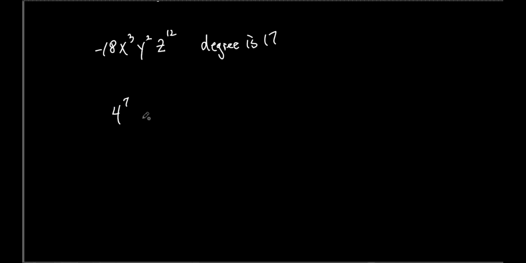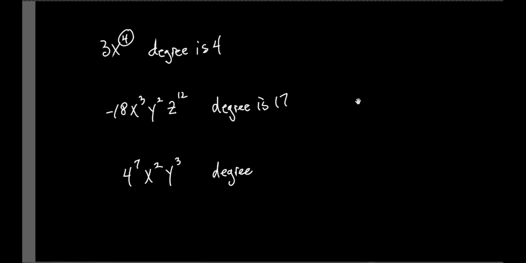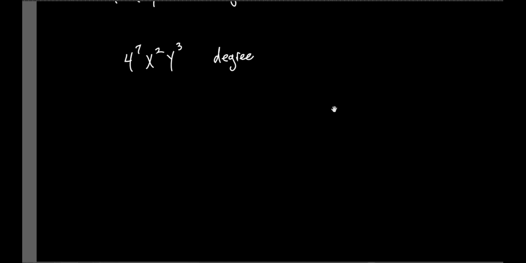So we've got 4 to the 7th, x squared, y cubed. Now, what is the degree of this? It's a little tricky. I didn't really teach it to you, but let's just look at it and think. Remember, the degree is about the variable. You're looking at the exponent on the variable, not the exponent on the number out in front. That's a huge hint. So what is the degree? It is 5, right? Because I don't care about this.